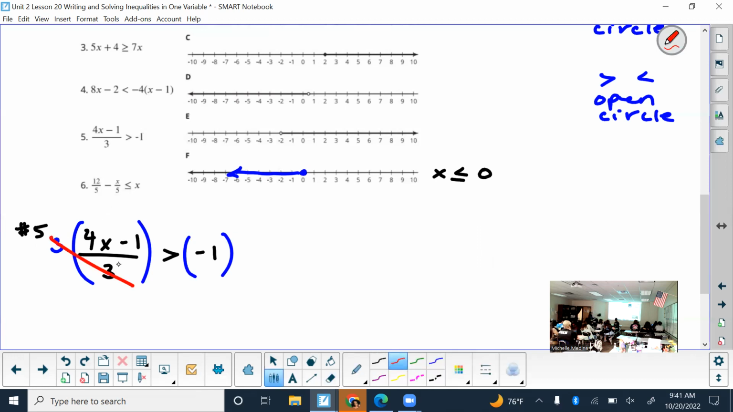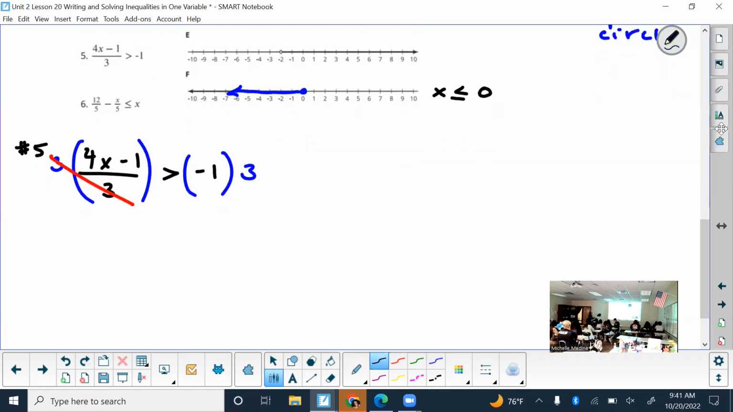But whatever you do on one side, you have to do to the other side. So then on the left side, I just have the 4x minus 1. Do I need to flip the sign for that? No, because you just multiplied by a positive number.